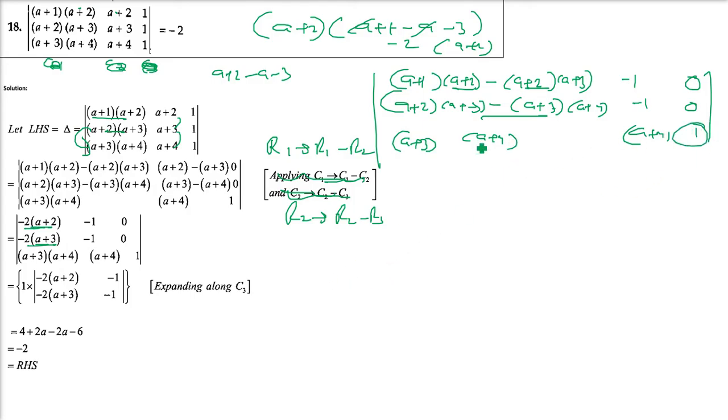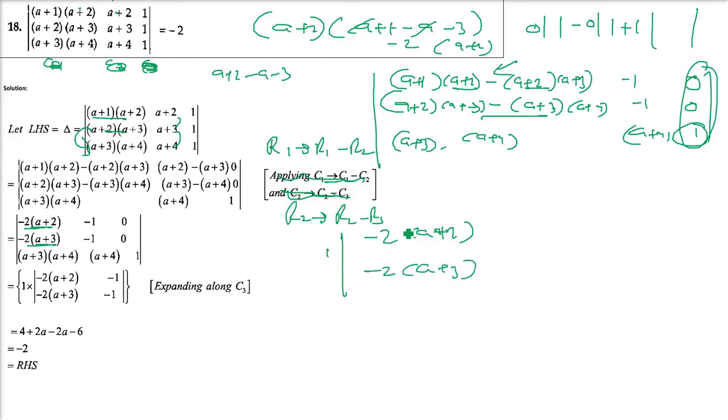Okay. So let us open it using the third column. I am using the third column. 0 into something minus, and 1 into, what do we get? This thing. But this is already minus 2 into a plus 2. So I am just writing 1 into minus 2 into a plus 2, minus 2 into a plus 3, and you have a minus 1 and minus 1. So multiply this. Minus minus goes plus. It will be 2 into a plus 2. And minus minus plus again, so minus twice a plus 3.